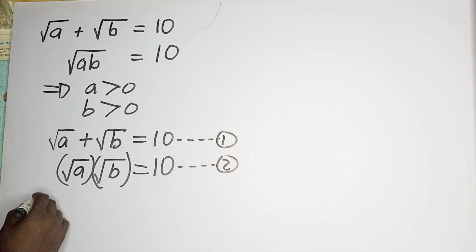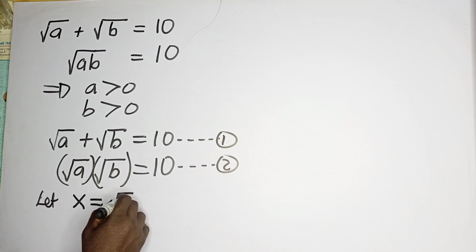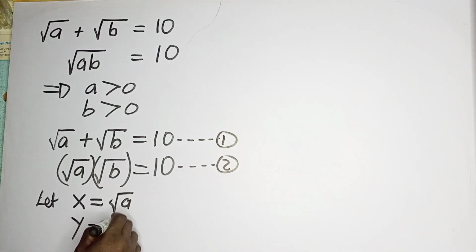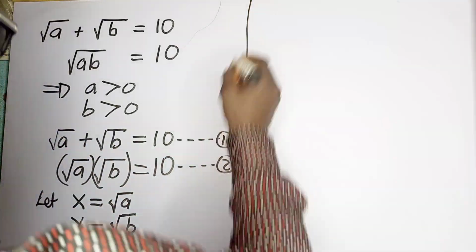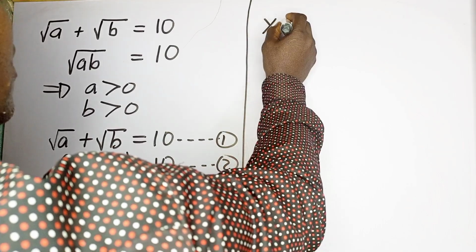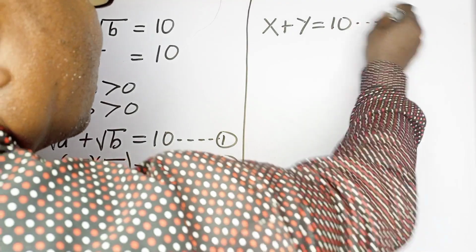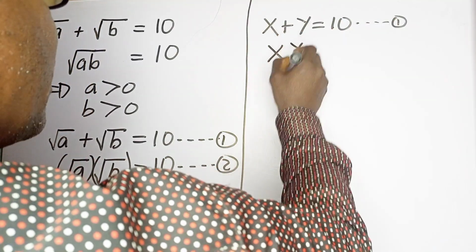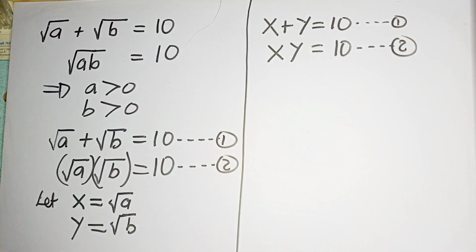So if we let capital X be root A and capital Y be root B, then equation 1 and equation 2 will become: X plus Y is equal to 10 as our equation 1, and then XY equals 10 as our equation 2. So we can see sum and we can see product.